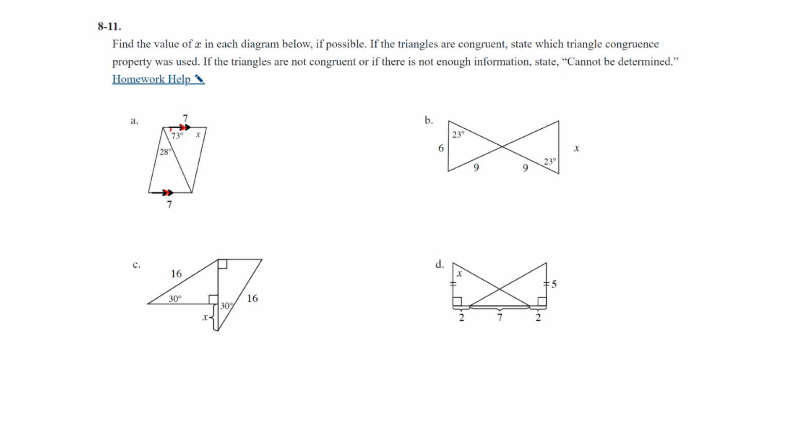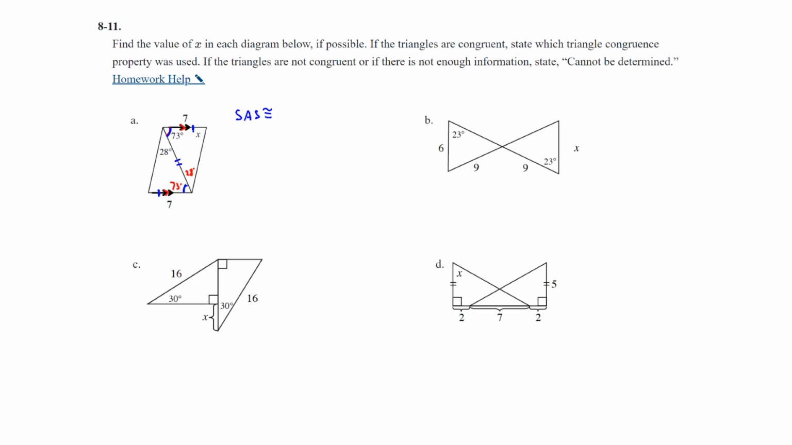So if this is 73 degrees, we know its alternate interior angle has to be the same. So that's 73 degrees as well down here. So what we have is this side 7, this side 7. This is the same side, so the reflexive property allows us to say that those are congruent. And then we also know that 73 degrees and 73 degrees are congruent. So by side, angle, side, we know that the triangles are congruent, which means that their corresponding parts are congruent. So this 28 degrees is also this 28 degrees.